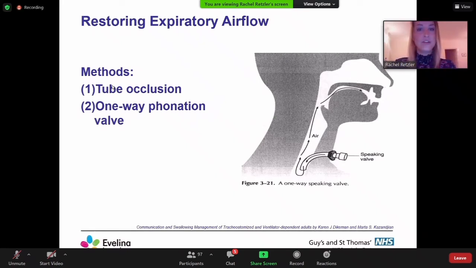As you can see in this image, there is a one-way valve on the hub of that tracheostomy. They note it as a speaking valve. I'm using the term one-way phonation valve because the actual function and the mechanism of this valve is to redirect airflow, not necessarily be the reason we have speech and language.